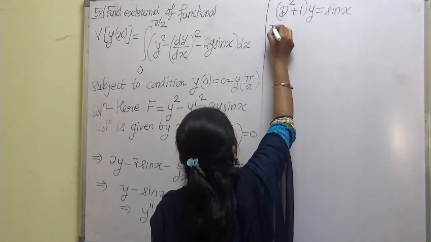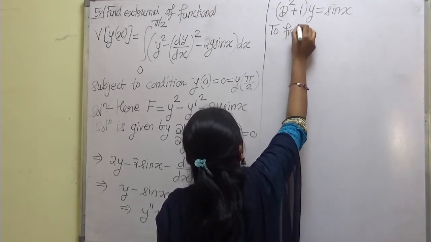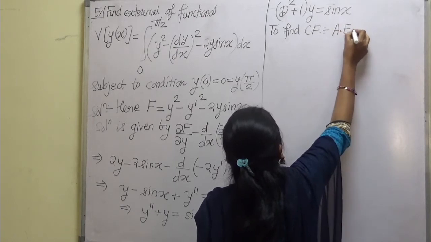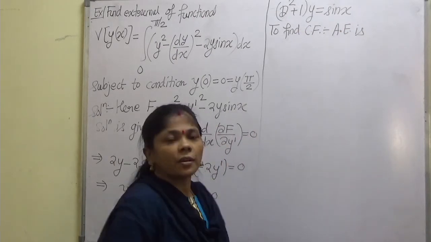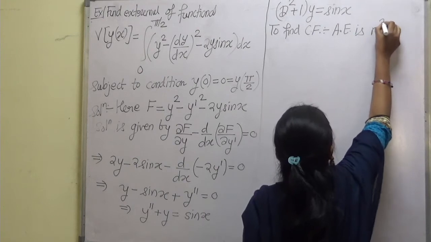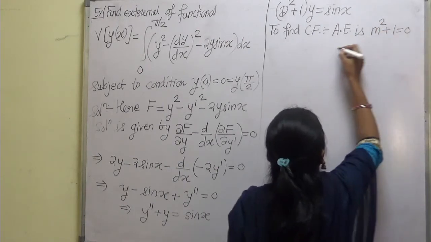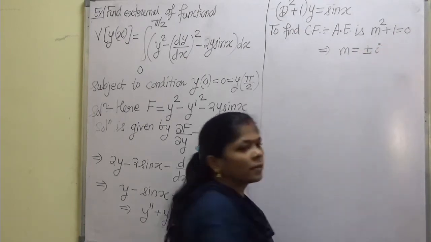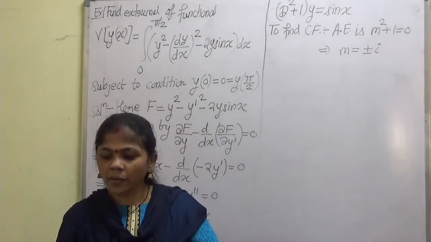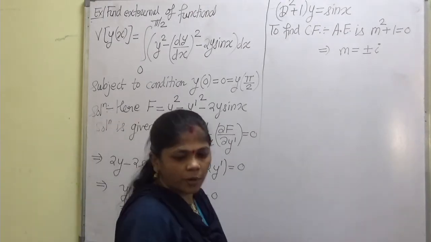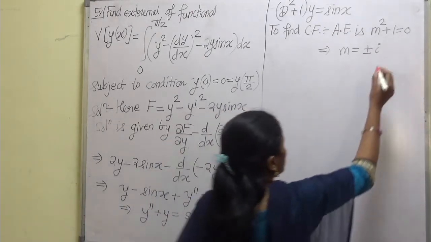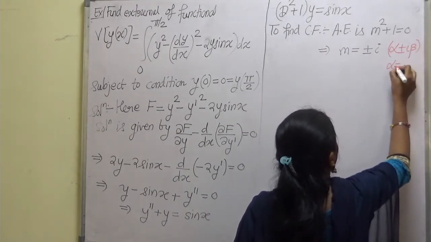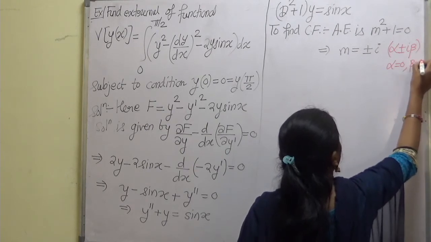To find CF, the auxiliary equation is, now what is the auxiliary equation? It is m square plus 1 equal to 0, which gives m equal to plus minus i, right? So the roots are imaginary, of the form, what is the standard form of imaginary roots? That is alpha plus minus i beta. So here what is alpha? Alpha is 0 and beta is 1, isn't it?